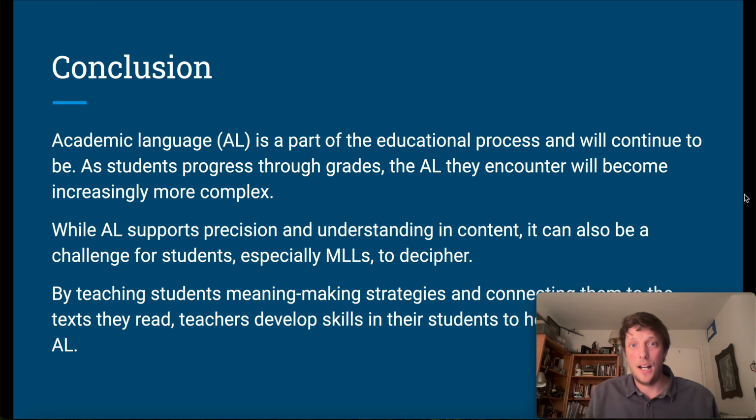In conclusion, we know that academic language is part of the educational process and will always continue to be. As students learn more content, they will be exposed to more and more complex content vocabulary. Therefore, while academic language does support precision and understanding in a content area, it can also present a barrier to students, as if they are unfamiliar with it, it can be hard to decipher and does require specific decoding skills. By teaching students to use meaning-making strategies and establishing connections to the texts they read, teachers can develop skills in their students to help them navigate academic language in the future.